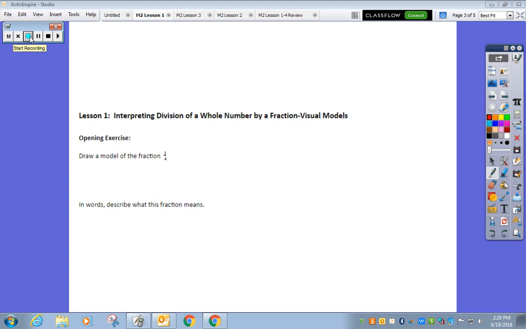In lesson 1, we are going to start talking about the idea of dividing with fractions. We are going to see why we divide fractions by fractions and whole numbers through models first. And then after we've learned why this process works, we're going to go into the division algorithm.